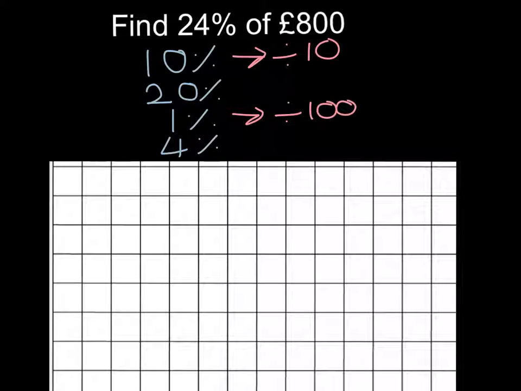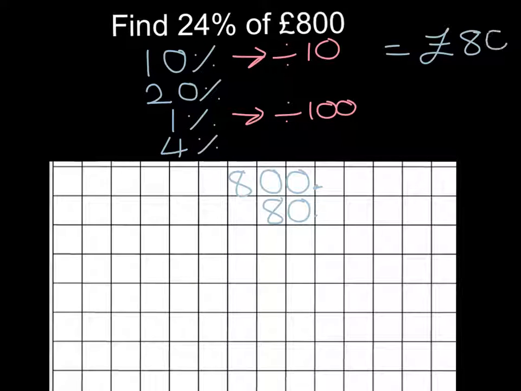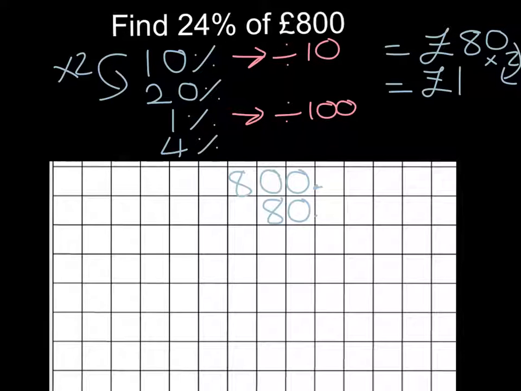So let's start off with 10% of 800. 800, move it 1 place because it's divided by 10, giving you 80. So 10% is £80. Remember the link between 10% and 20%, you get 2 lots of it. 2 lots of £80 is £160. Remember, you could always do addition.